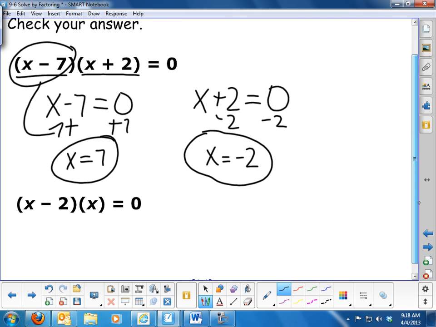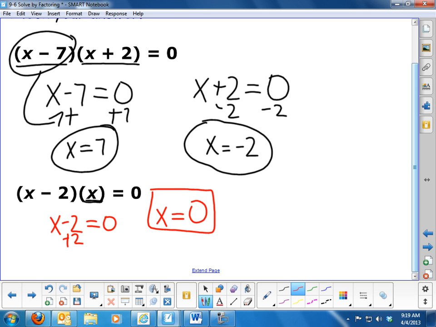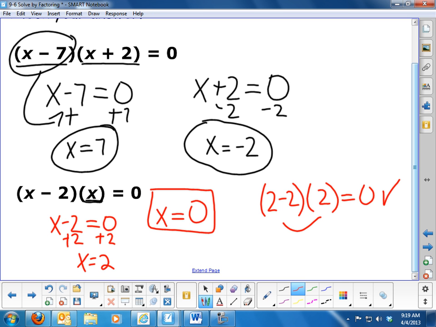Here's another one down here, and this one looks a little bit different because one of my factors is simply x. So I'm going to set each of my factors equal to 0: x minus 2 equals 0, and x equals 0. Well, that was fairly simple. I already have one of my answers, x equals 0. I just have to add 2 to each side down here, x equals 2. And we can actually check these by plugging them back in. So I could say (2 minus 2) times 2 equals 0, where 0 times 2 is 0. Yes, so 2 works, and then of course 0 times 2 is going to give me 0.